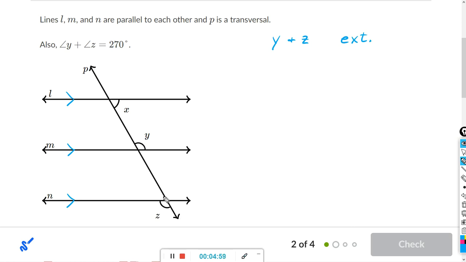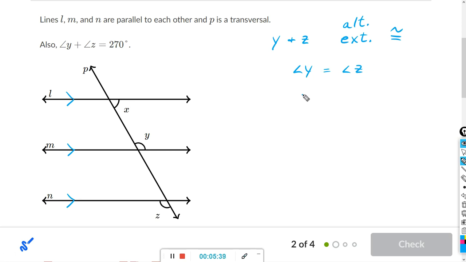Y is on the right, Z is on the left, so those are alternate exterior, and we said that alternate exteriors are congruent. So I am going to let y and z equal each other. And it says they add to 270. I'm not going to use x because they already used x. Since they're equal to each other, I'm going to make both of them equal y.